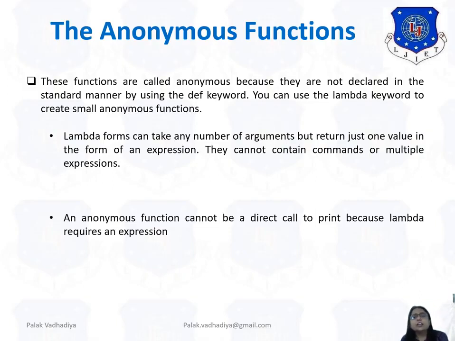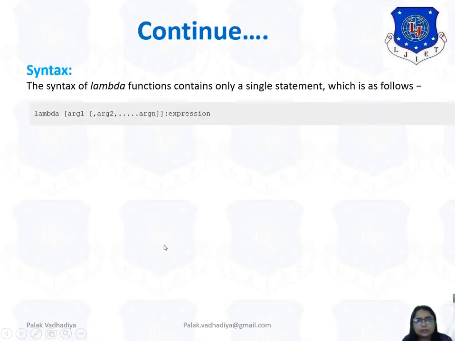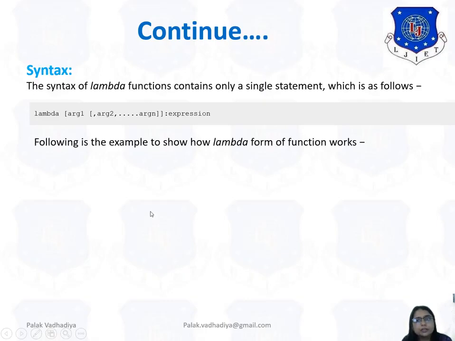This function cannot directly call print because lambda requires at least one expression. That's what we discussed here: at least we require one expression. You cannot directly call the print function. Let's see one example. This is the syntax of lambda. Here you require one expression, that is argument 1, and this is optional. If you want, you can specify more than one argument.